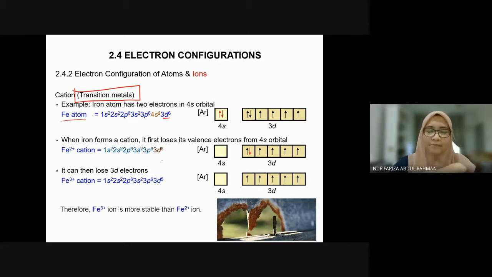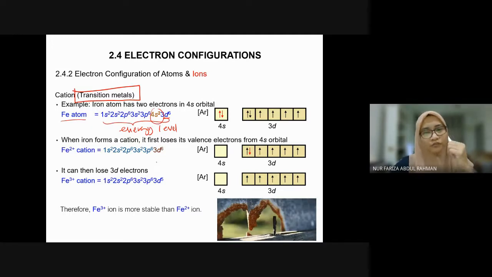Okay, so please remember that the 2 electrons will be removed from the 4s dulu. Ingat yang ini dia based on energy, the arrangement is based on energy level. Maksudnya the energy lah, energy based on energy level lah. Okay, 4s2 has lower energy than the 3d.